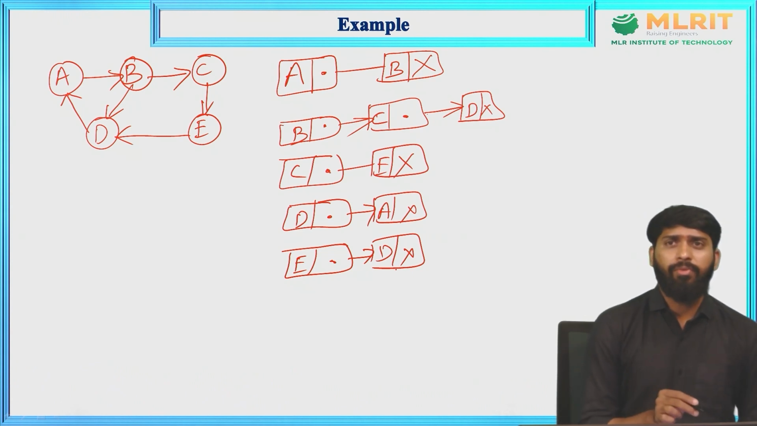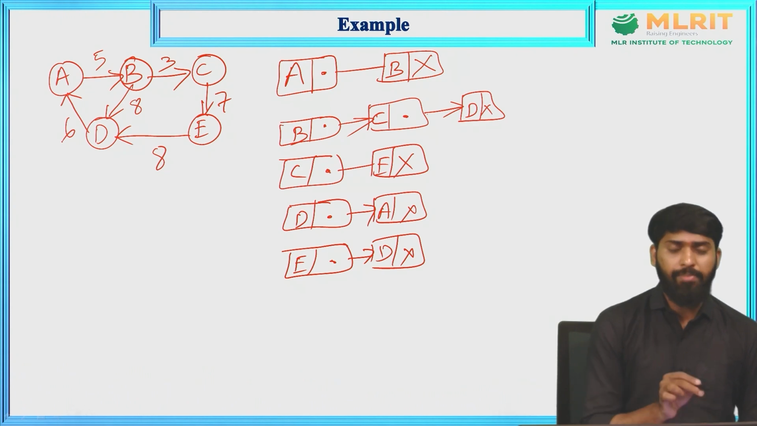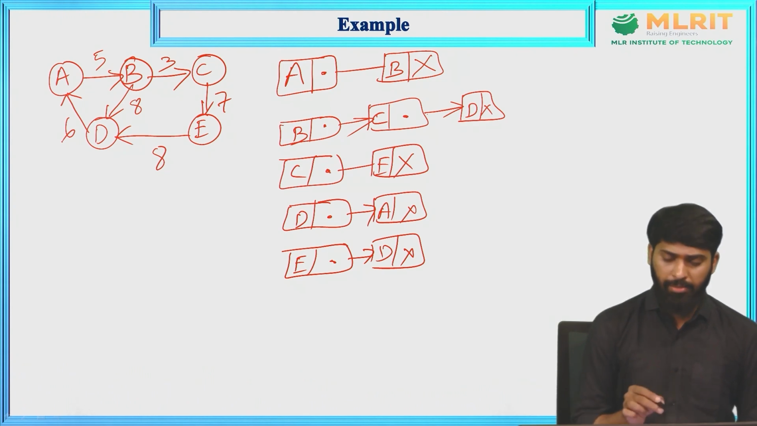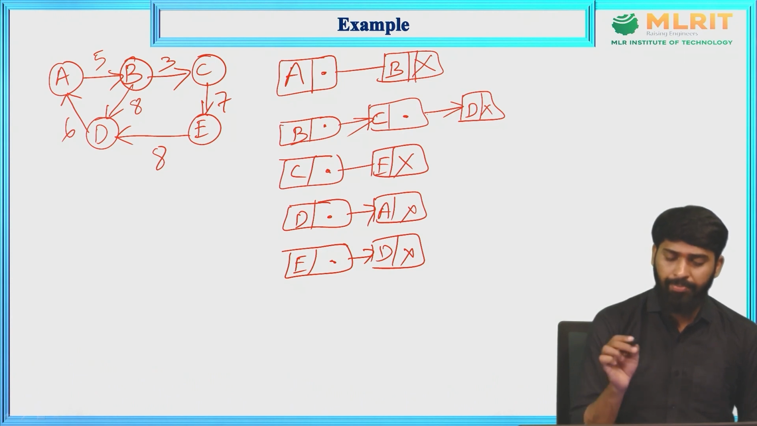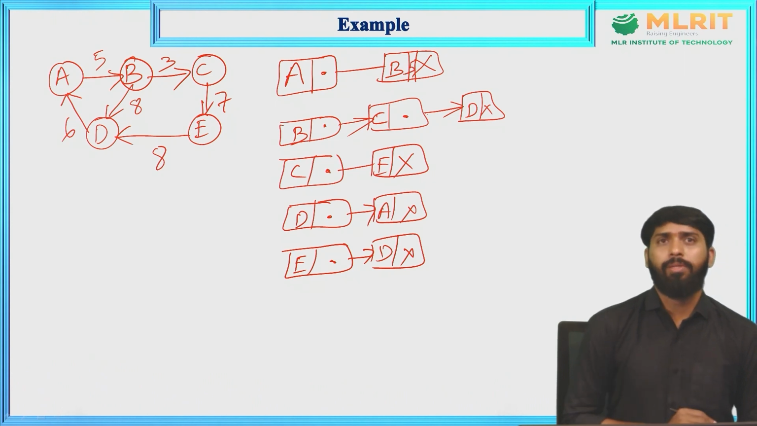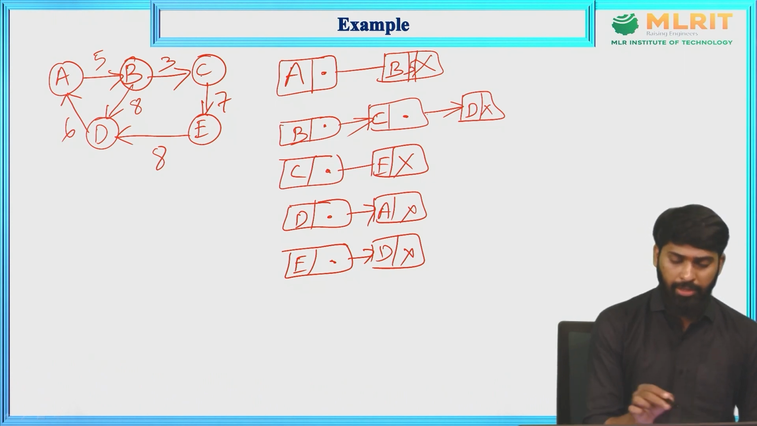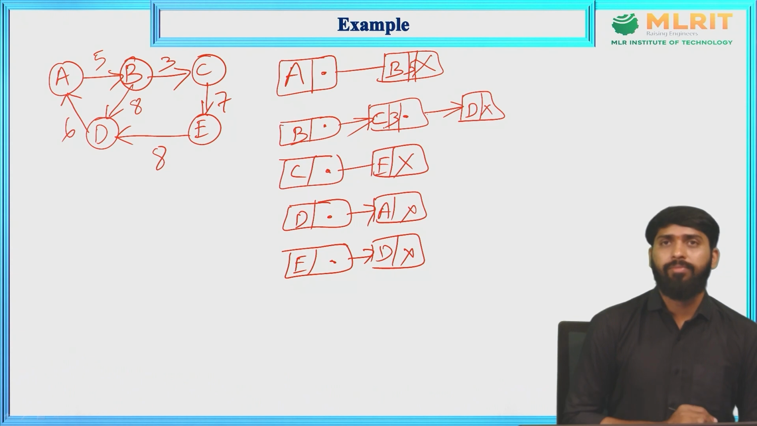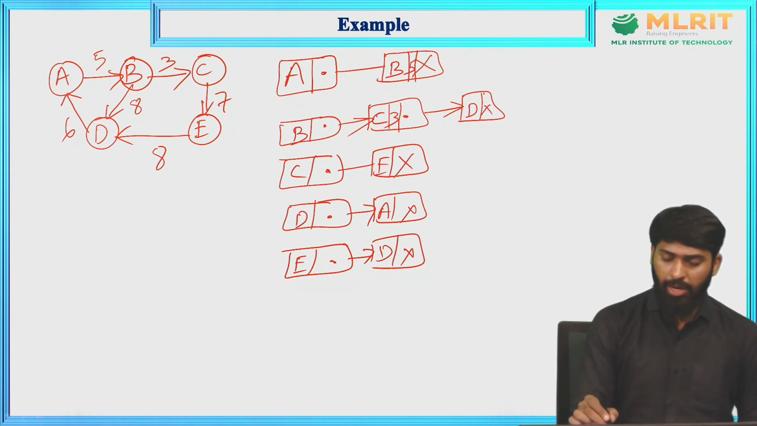If the graph contains some weights, how do we represent it? Similar, but this node has another portion to represent the weight here. From A to B, what is the weight? 5, so 5 you represent here. Similarly from B to C, what is the weight? 3. From B to D, what is the cost? 8. This is the end.